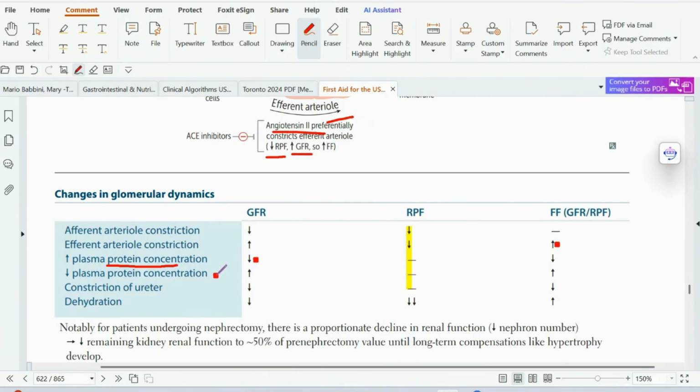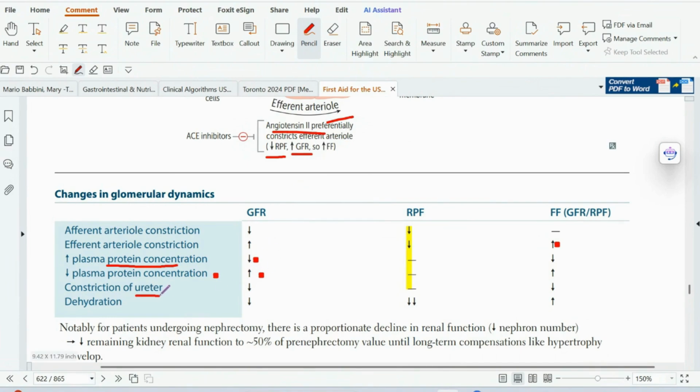Low protein concentration, we discussed this already. Nephrotic syndrome is the most common. It can be cirrhosis, liver failure, malnutrition. GFR will end up increasing because the glomerular capillary oncotic pressure has decreased. So it's not holding on to that water too much. It's letting it go.